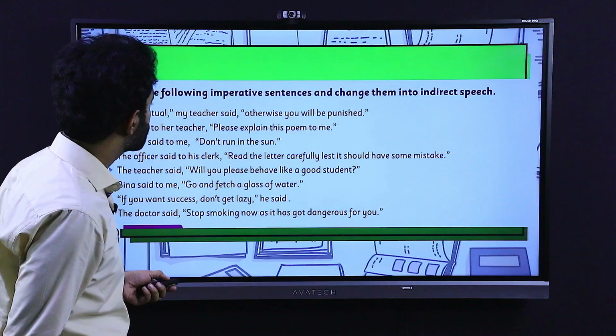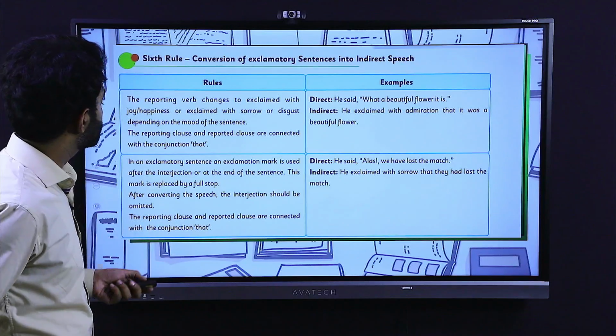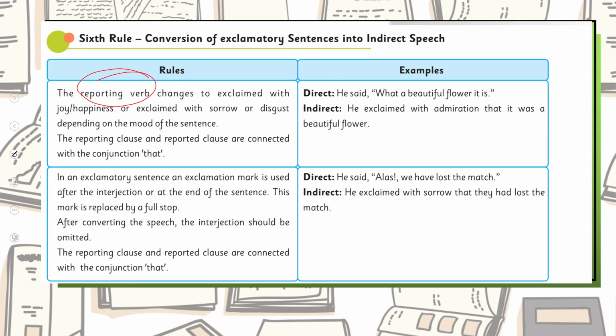You will solve these questions as a classroom activity, as your homework as well. And the sixth rule says that the reporting verb, we know what reporting verbs are, this part of the reported speech, is changed to exclaimed with joy or happiness, or exclaimed with sorrow or disgust, depending on the mood of the sentence. The reporting clause and reported clause are connected with the conjunction that. So it means we are using that.